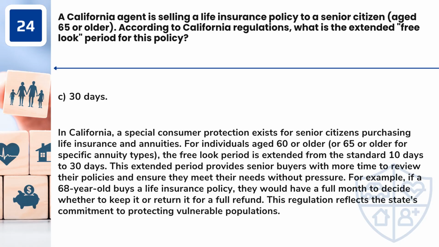Answer: C. 30 days. In California, a special consumer protection exists for senior citizens purchasing life insurance and annuities. For individuals aged 60 or older, or 65 or older for specific annuity types, the free look period is extended from the standard 10 days to 30 days.